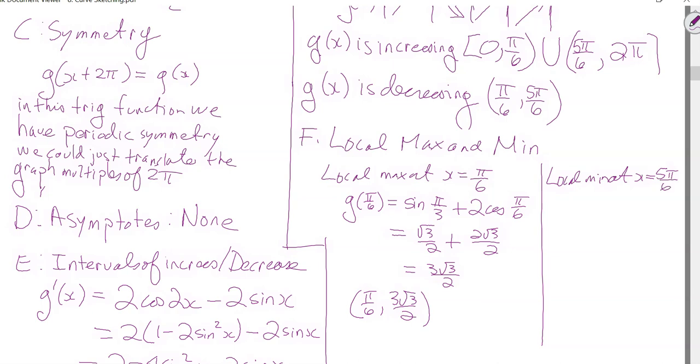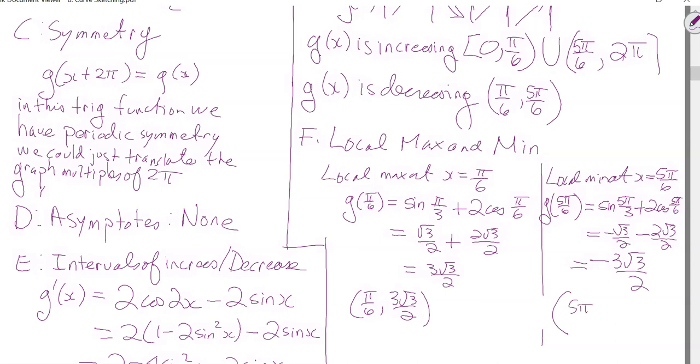Local min at 5 pi by 6. So it'd be the sine of 5 pi by 3 plus 2 cos 5 pi by 6. All right, now pi by 3 and 5 pi by 3 have the same reference angle, so it's still root 3 over 2, but it's 5 pi by 3, so it's in quadrant 4, so it's negative. So negative 3 root 3 over 2. So at 5 pi by 6, negative 3 root 3 over 2.